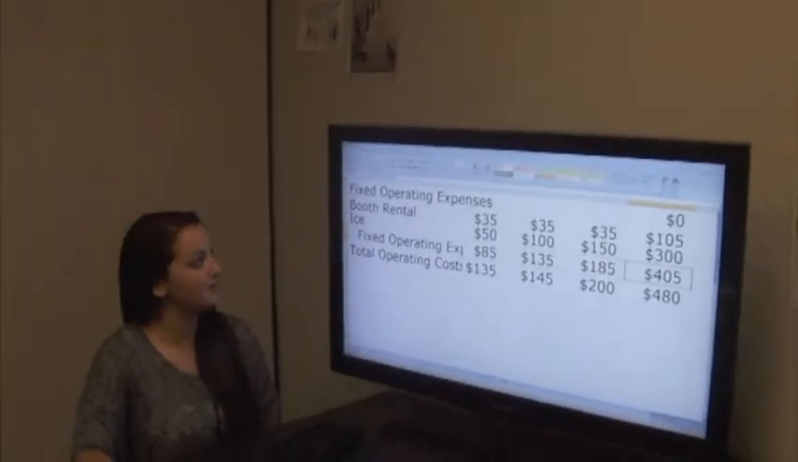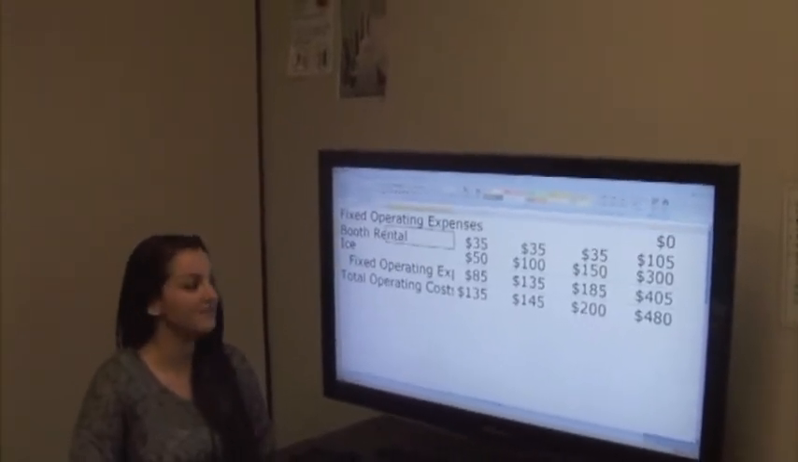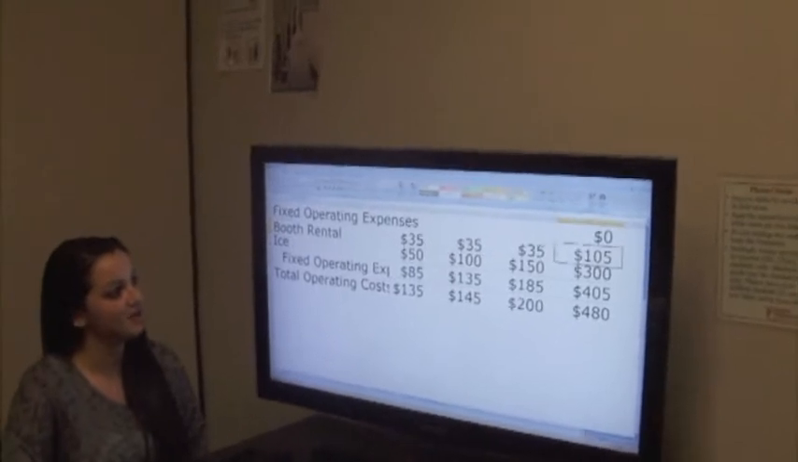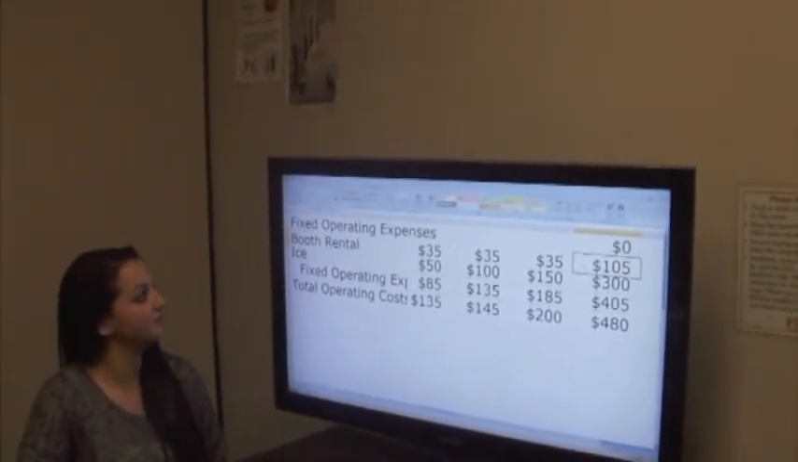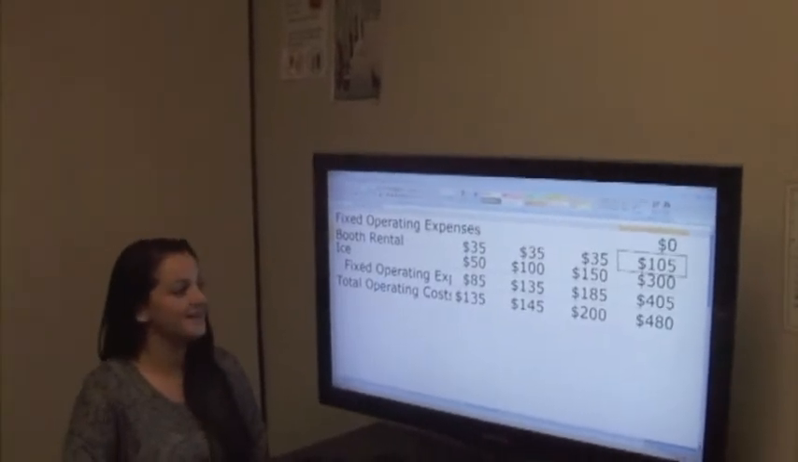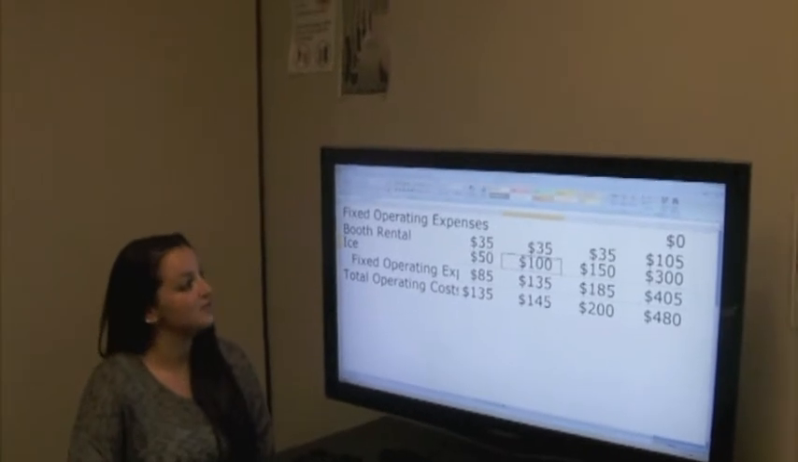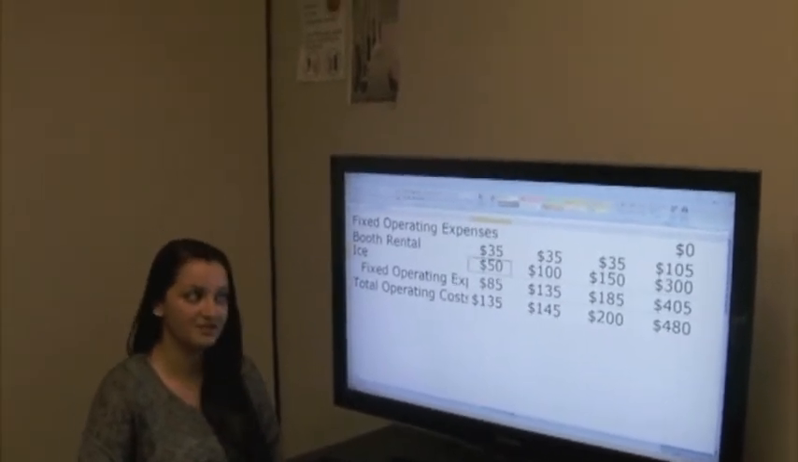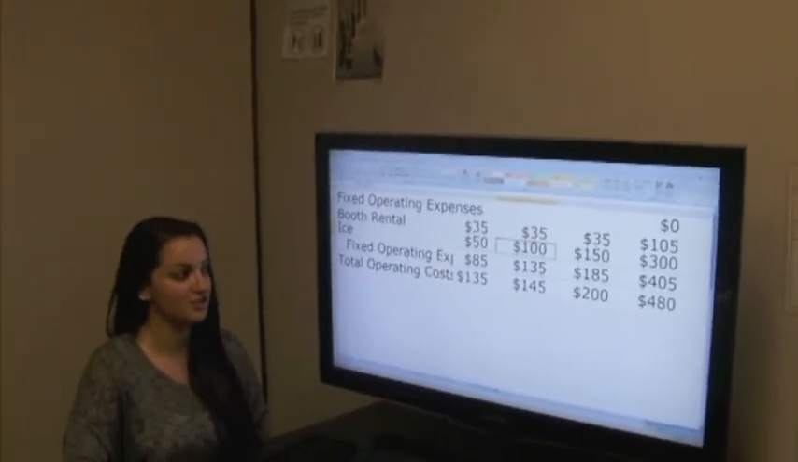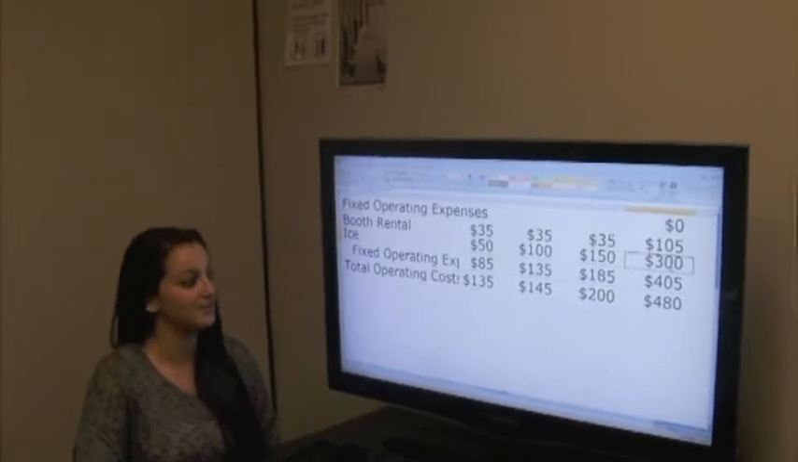For fixed operating expenses, we decided that we would have a deal with the venue that we would pay $35 a month, and this is a fixed cost, and it will equal out to $105 in total. We will be buying more ice each month because the more waters we buy, the more ice we want to keep them cold. So the first month of May, we decided that we would spend $50 on ice, the month of June $100, the month of July $150, for a grand total of $300 in ice.